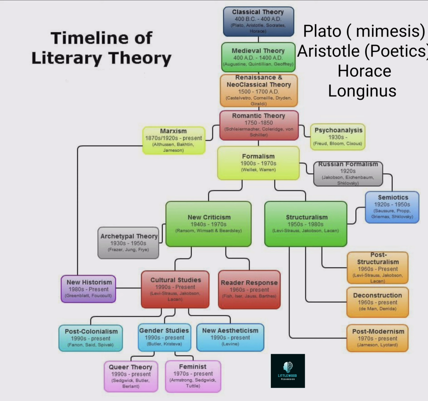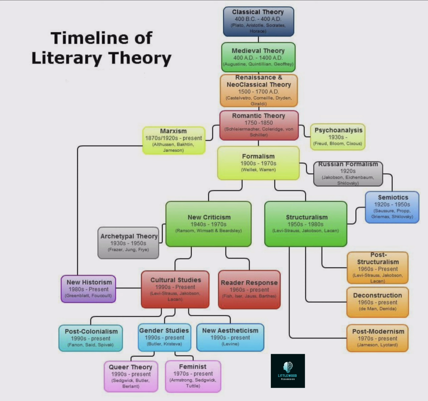When we are taking Plato, his theory of mimesis is really important. Then comes Aristotle's Poetics. These two works are really important. Please go through these two. And we can go to the medieval criticism.